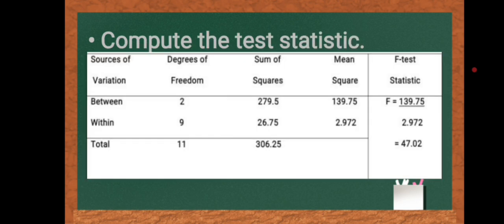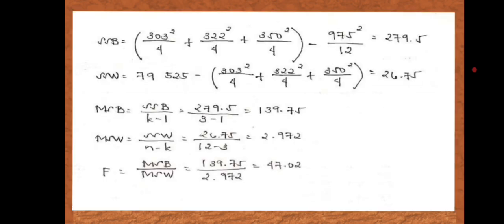Now, we will compute the F-test statistic. Based on our calculations, the sum of squares between is 279.5, the sum of squares within is 26.75, the mean square between is 139.75, the mean square within is 2.972, and the F-test statistic is now 47.02.